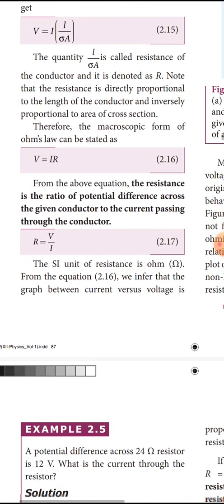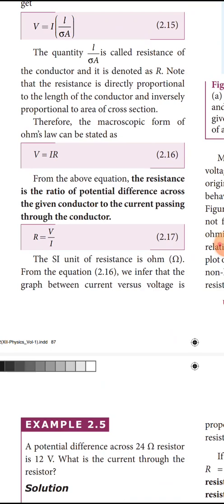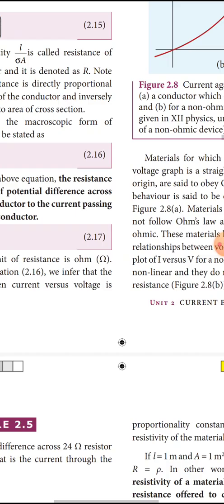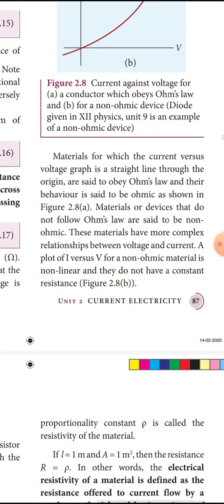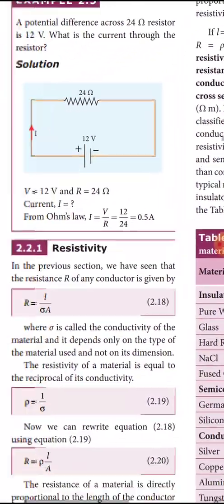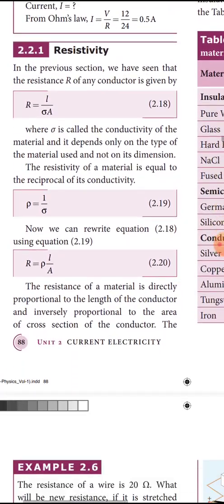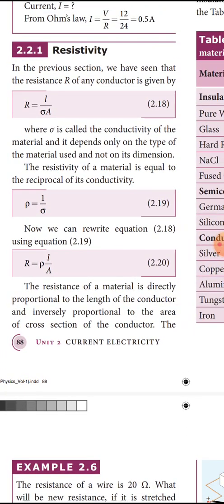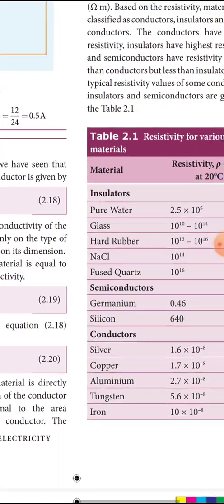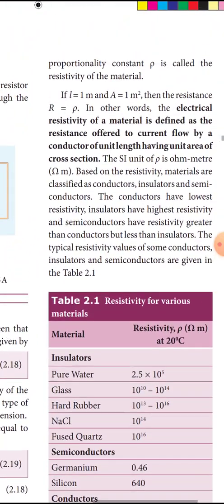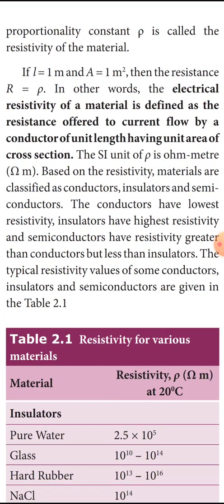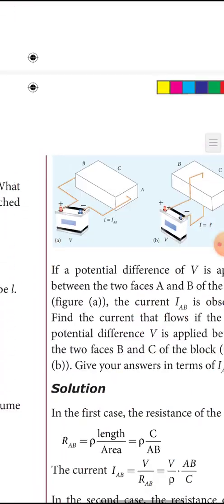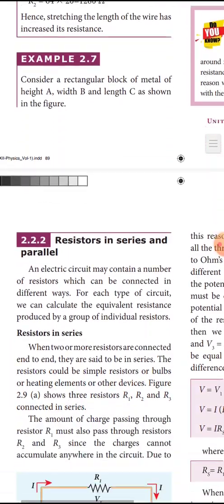And before that, what is the definition for resistance? R is equal to V by I. So you have to write the SI unit of resistance is ohm. And next you have to define what is resistivity. That is, the reciprocal of conductivity is called resistivity, and various values are given. And here this is the definition for electrical resistivity, and the tabular column is given here.